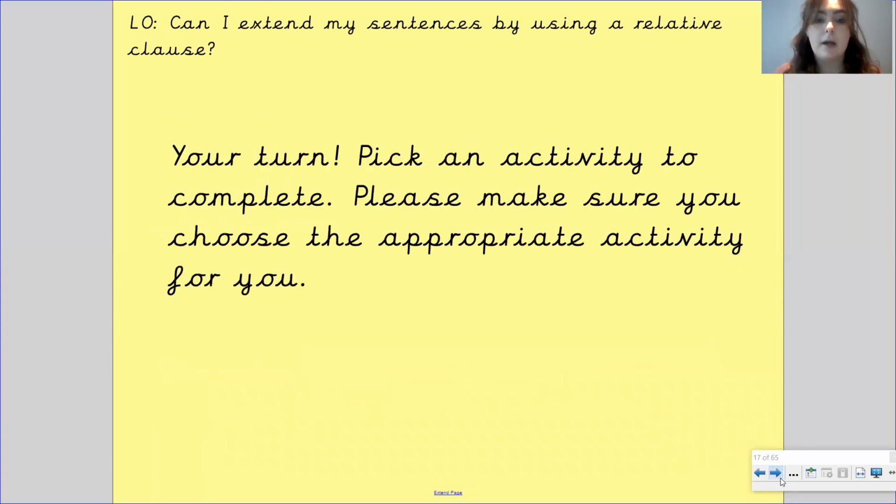Okay, your turn. I want you now to pick an activity to complete. So I've got 2 activities here and an extension, but I want you to make sure that you are choosing the activity that is appropriate for you. If you think it might be a little bit too easy, then please pick the other one. If you think it might be a little bit too difficult, then please pick the other one. You need to pick the one that is appropriate for you.